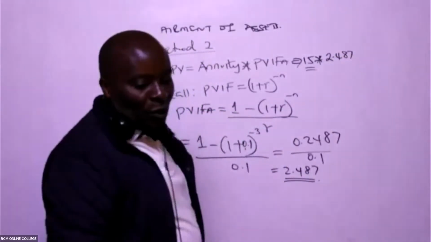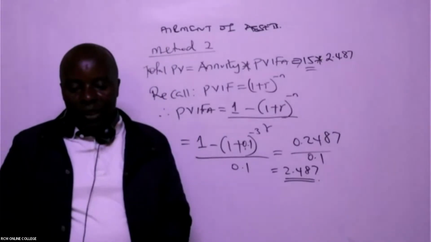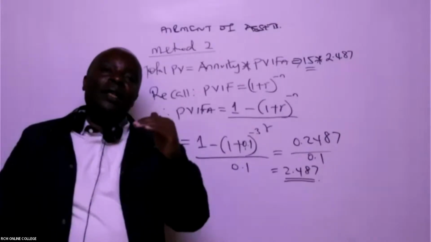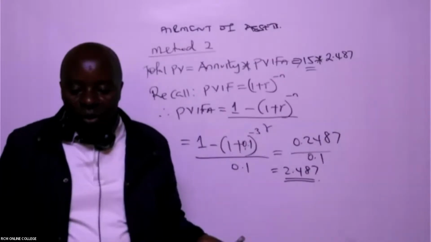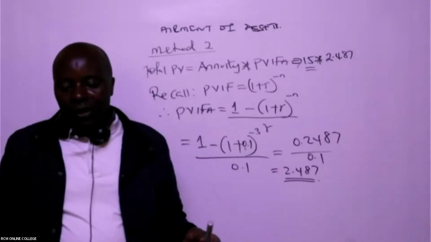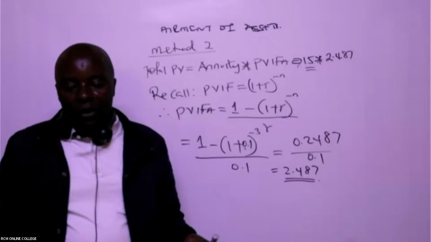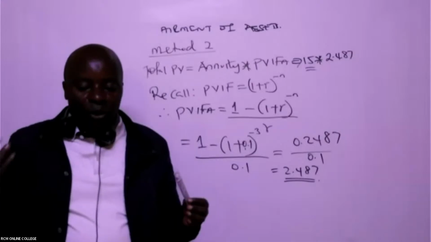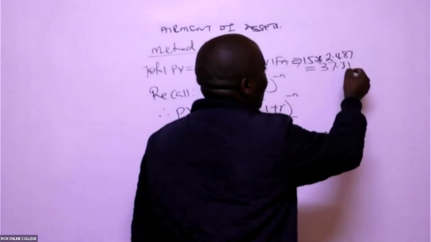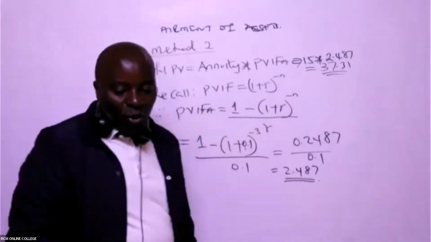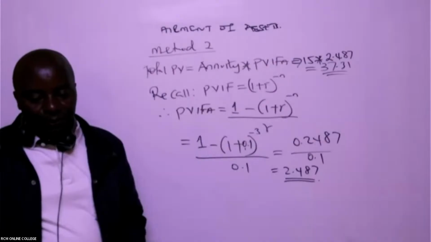So this one here will end up giving us what figure? It will be exactly the same as the one we got up there, except for rounding off errors, which are very, very normal. So is there somebody who is able to get an answer that is very close to the one we got up there, 37.31? Something that is quite close. So is there somebody who was able to get this?